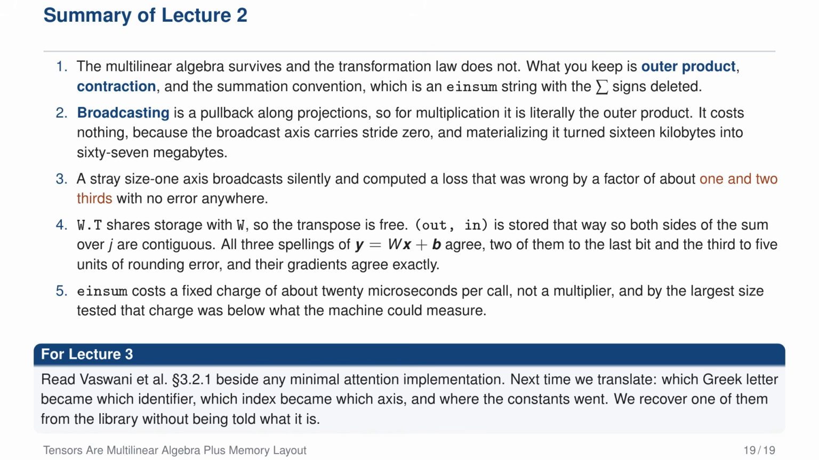Third, a stray axis of size 1 broadcast silently. It produced a loss wrong by a factor of about 1 2/3 with no error anywhere. Fourth, the transpose shares storage with the original, so it is free. The weight is stored with outputs first, so that both sides of the sum over the input index are contiguous. All 3 spellings of the affine map agree.